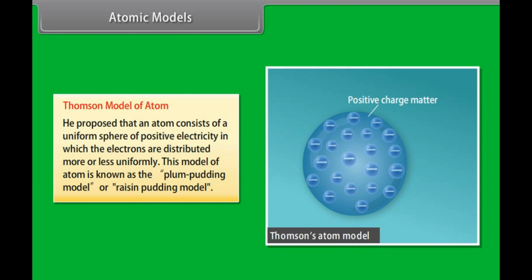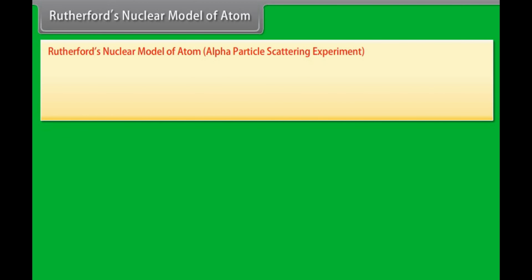This model of atom is known as the plum pudding model or raisin pudding model. Rutherford's nuclear model of atom.